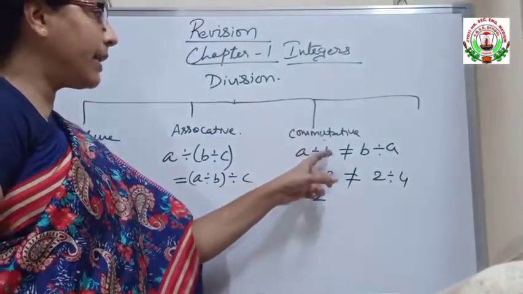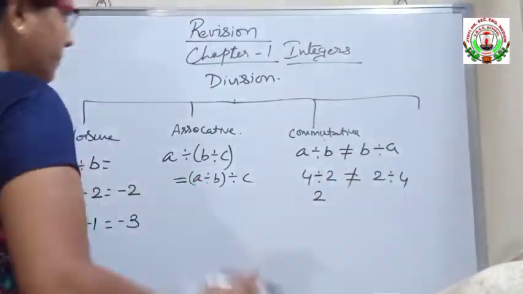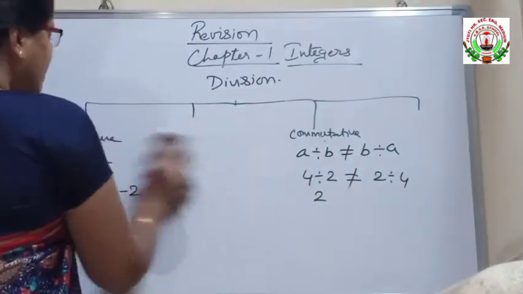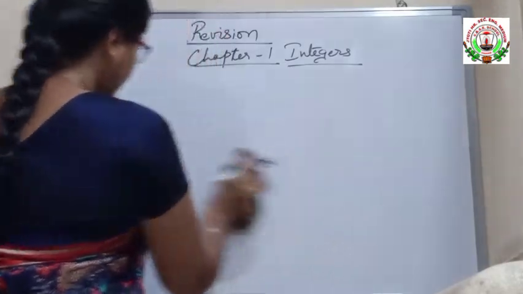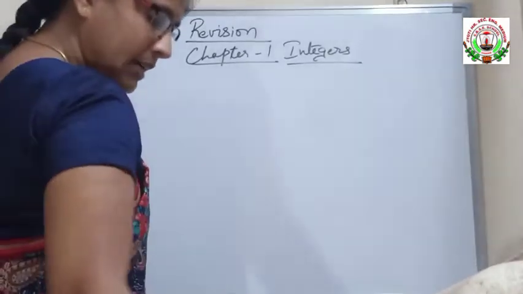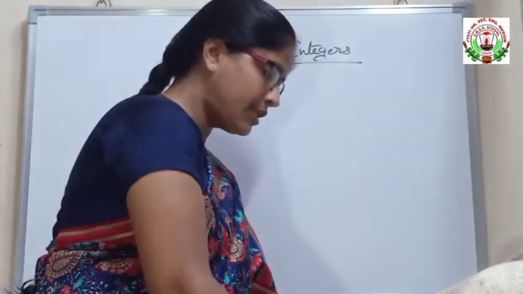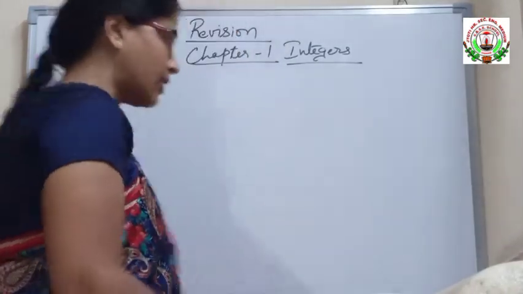So A divided by B is not equal to B divided by A. So these are your properties for division. Next comes the distributive property under addition and distributive property under subtraction.